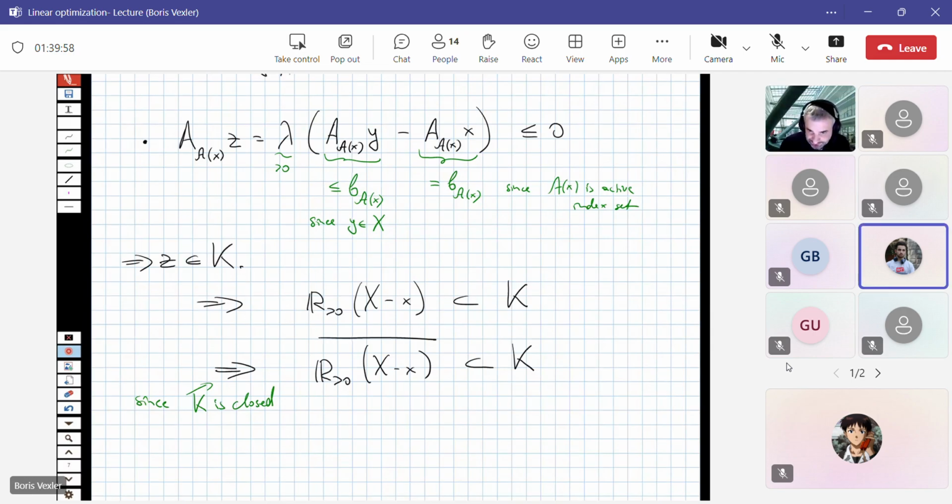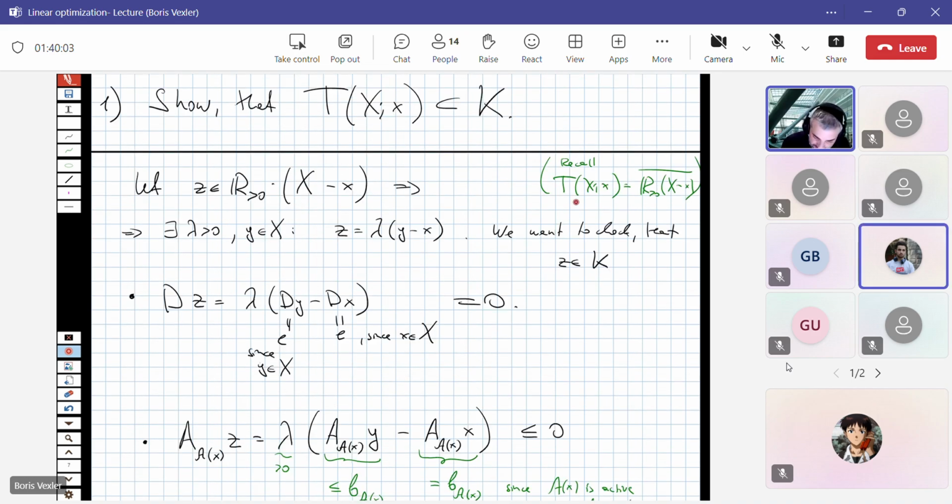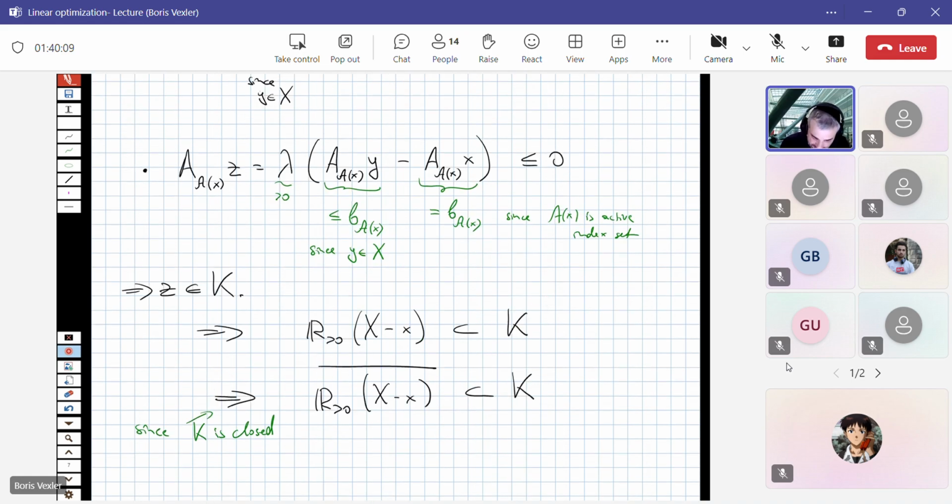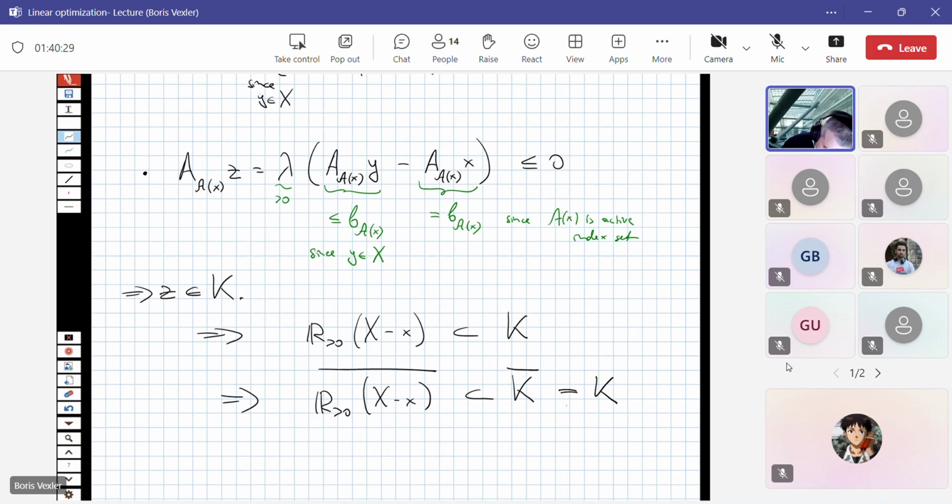Agree? And why are we checking its closure? Since the tangential cone is defined as the closure of this, and therefore we are interested in the closure. The argument is that if A is a subset of B, then the closure of A is a subset of the closure of B. If you want, you can write it down this way. It's probably clear. They have this, but this is equal to K since K is closed, and the fact that K is closed, if you want, you can check by yourself.